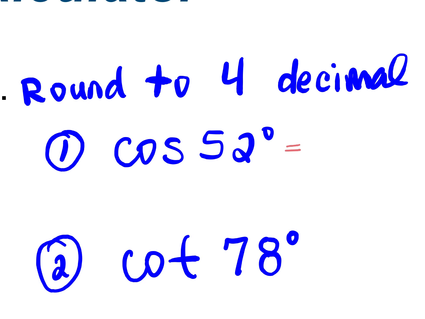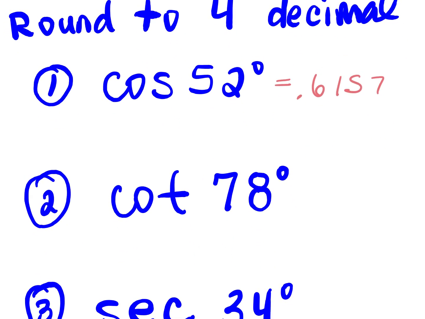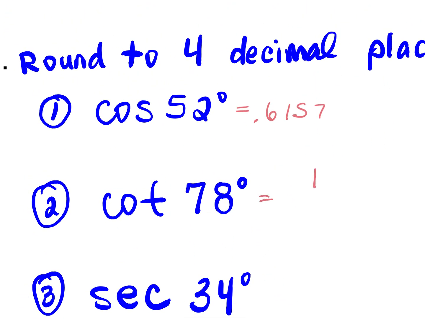Guys, if you're not getting these same answers, don't just sit there and be like, oh, something's wrong. You might be in the wrong mode. You need to be in degree mode. So cosine 52, we get 0.6157. Cotangent, how would I put in cotangent? 1 divided by tangent 78.